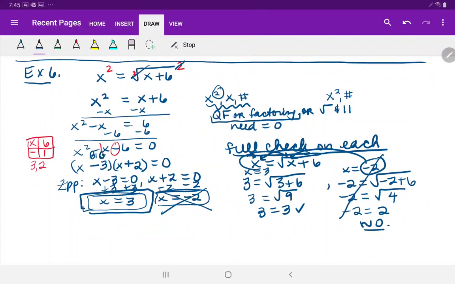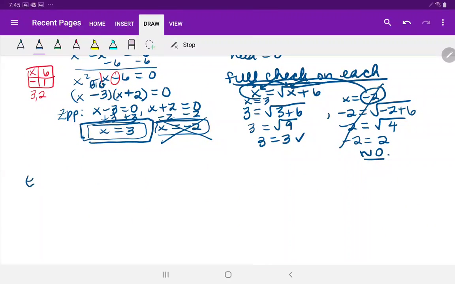Okay. Let's try another one. Example 7. I think we're, see how much time do we have? Oh, only 13 minutes. Oh, I'm going way too fast on these.